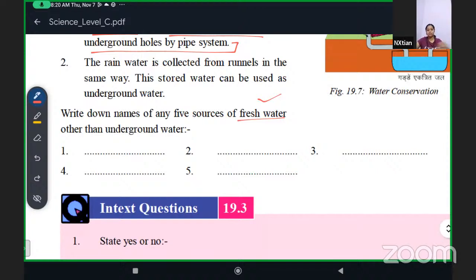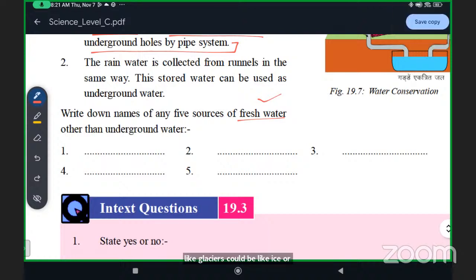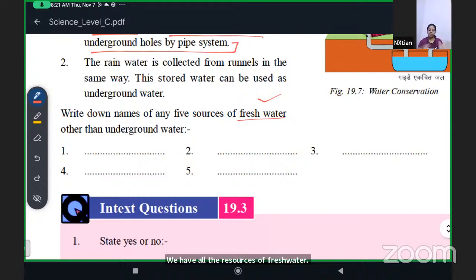Glaciers could be ice or something. Yes, because glaciers, you can melt them, and when water freezes, the salt is all pushed out, so it becomes fresh. Yes, that is right, Sunil. Glaciers are also a source of fresh water. We have rivers, we have rainwater, we have lakes, and groundwater. We have all of these sources of fresh water besides underground water.